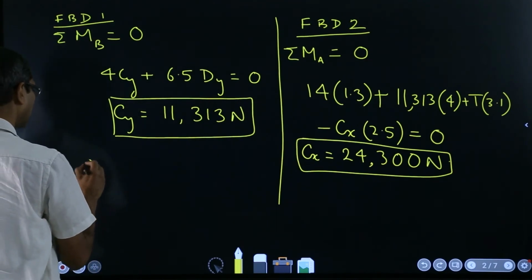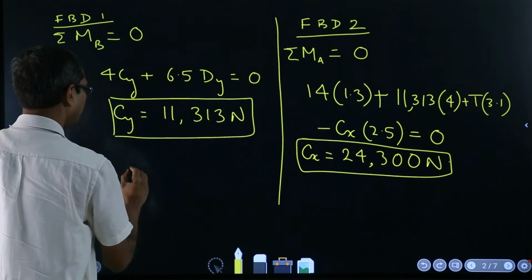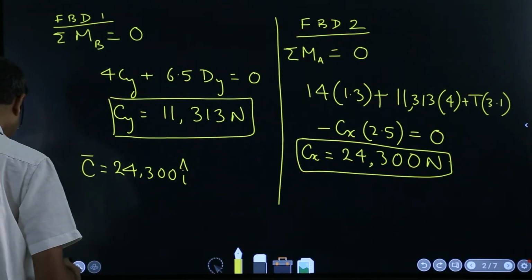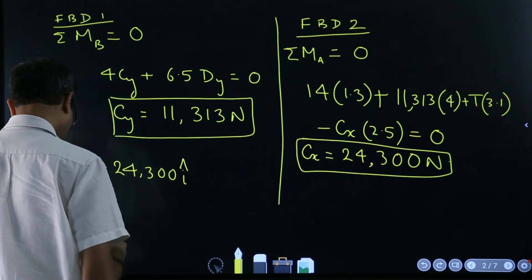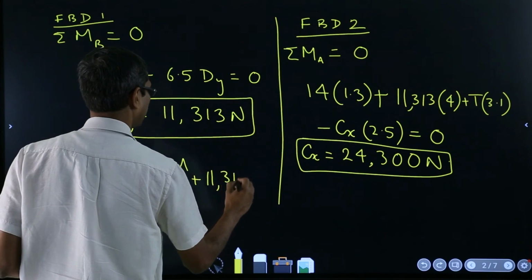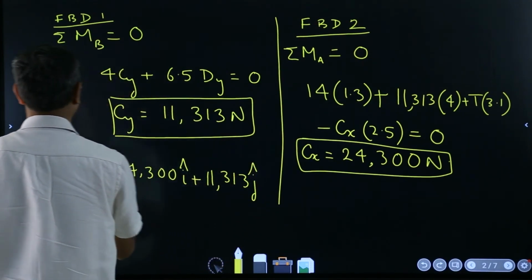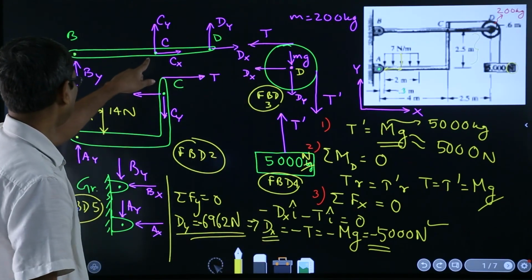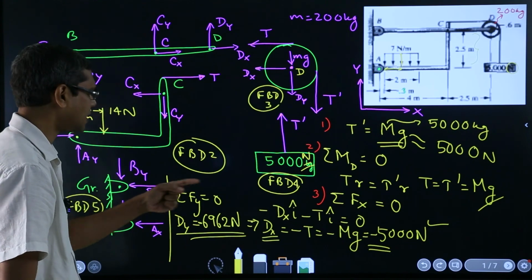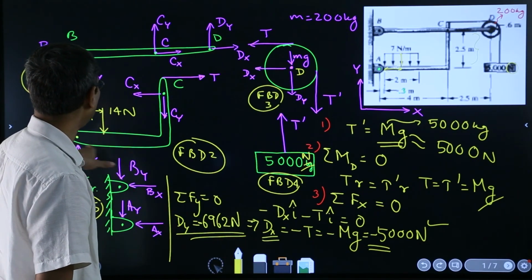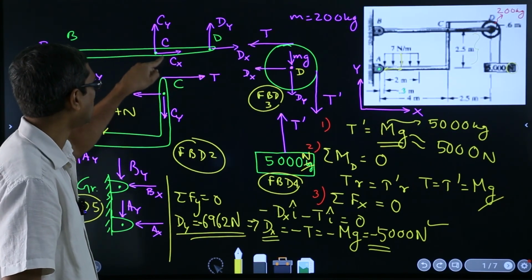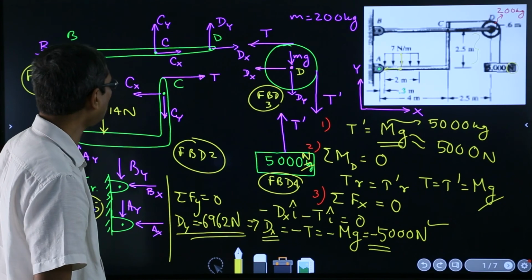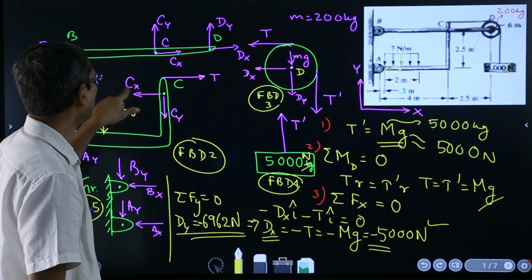So in fact you can write that at C the vector is 24,300 i plus 11,313 j. Okay. So this is the answer to that question. Now see how you should write even the final answer, that C is that force which the body AC is acting on BD, because that is how we have mentioned Cx and Cy to be those forces, right? Cx is in this direction, Cy in this direction. Or you can say that BD is acting with that force C on this.